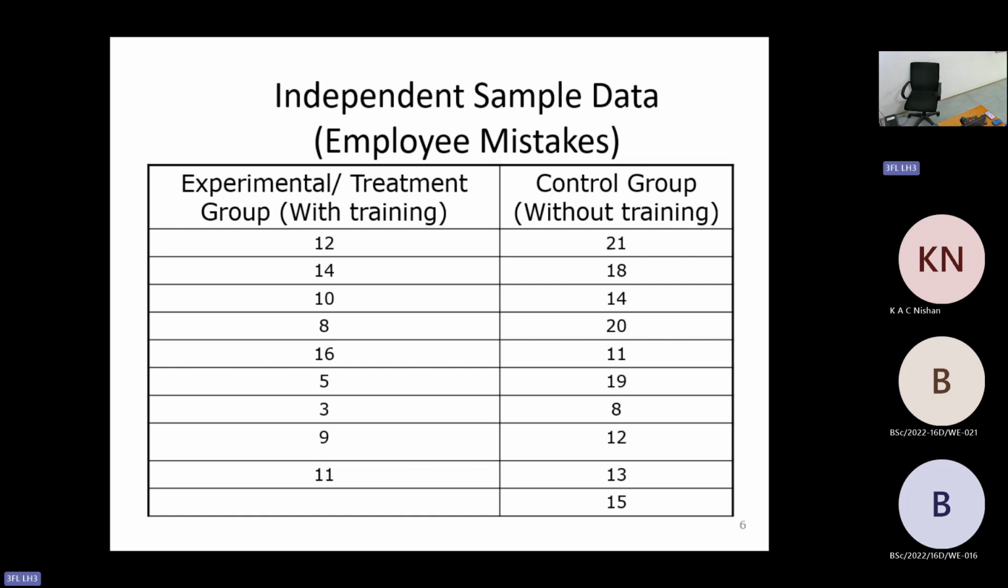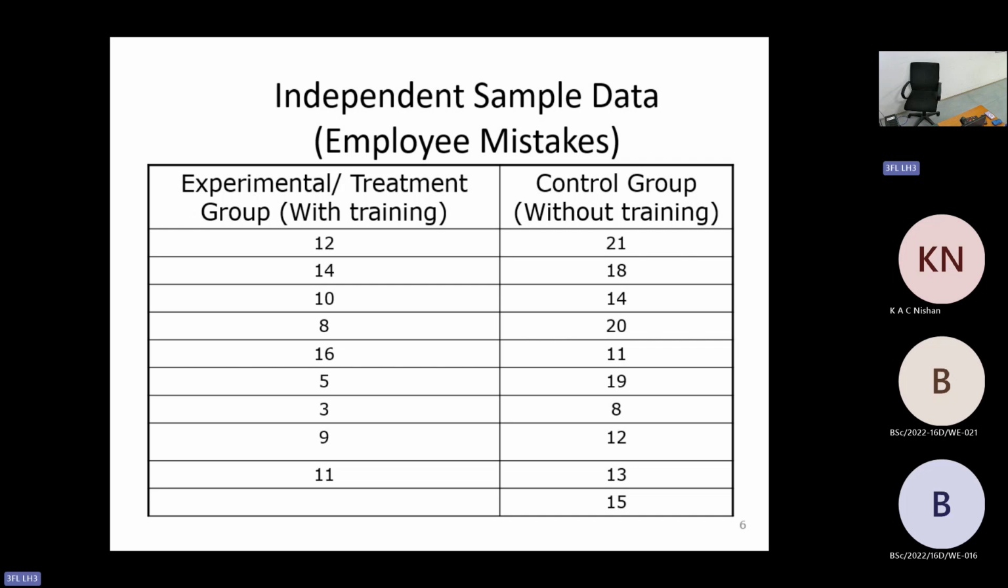Then after that you check how many mistakes they commit, and that's recorded in this table. You can see here the 9 employees have committed mistakes. The first employee has committed 12 mistakes, then 14, 10, 8, 16, 5, 3, 9, 11. Likewise, these are the number of mistakes that they have committed.